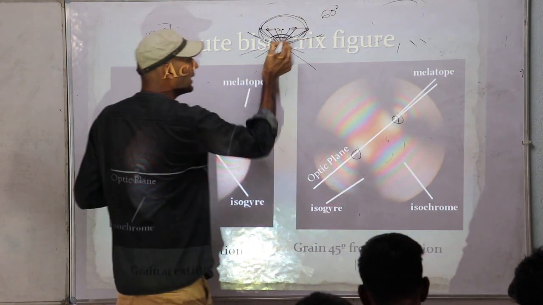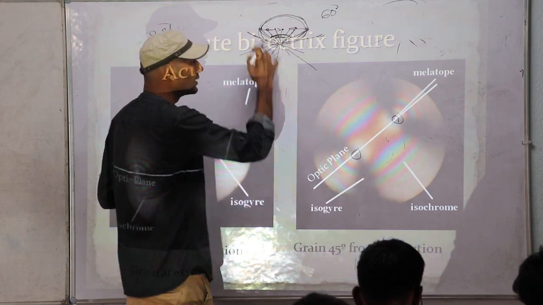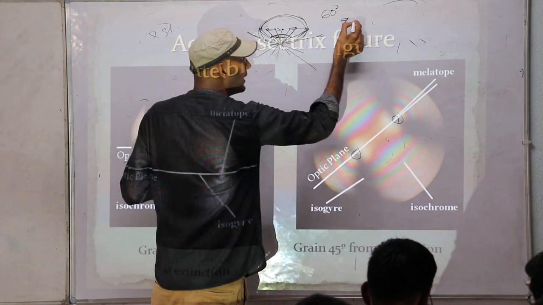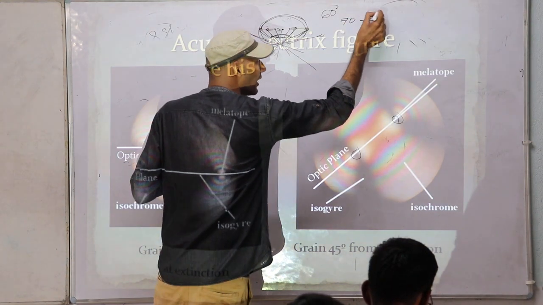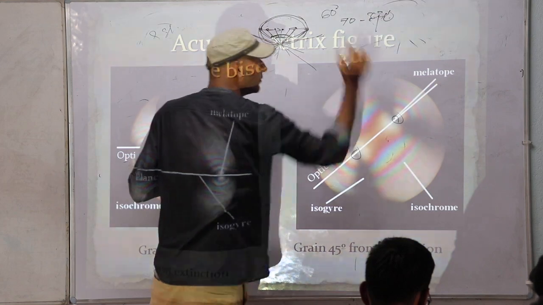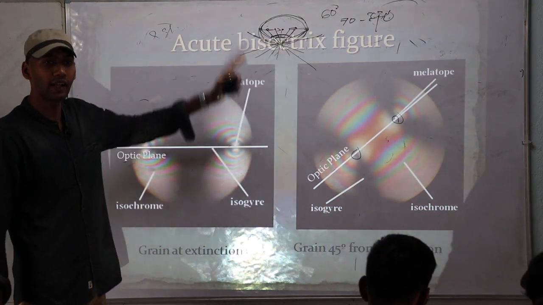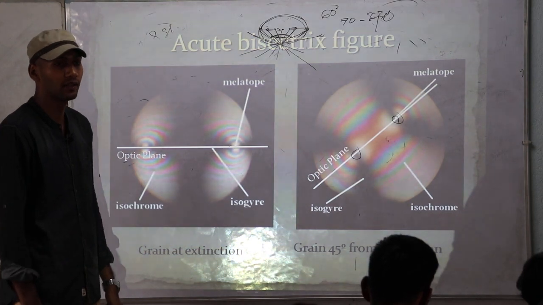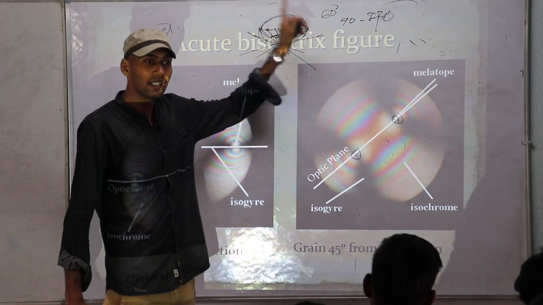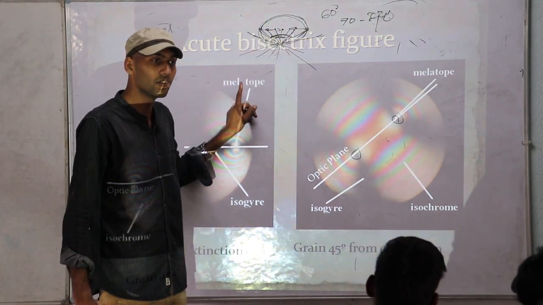If that is 30 degrees, you can watch. If that is 40 degrees, you can watch. If that is 50 degrees, you can watch. At 60 degrees, you can watch at the boundary. If it is 70 to 89 degrees, let's say 70 to 90, you are watching the acute bisectrix figure. When the 2V angle is 70 to 90, you are watching the acute bisectrix figure without any melatope.